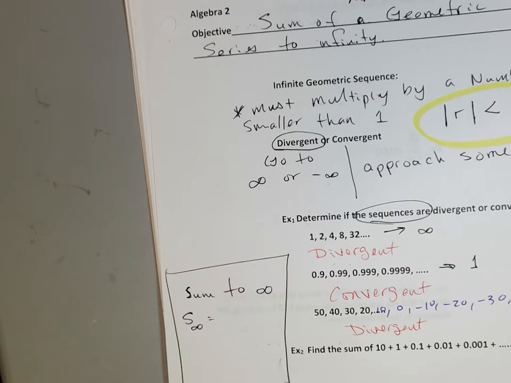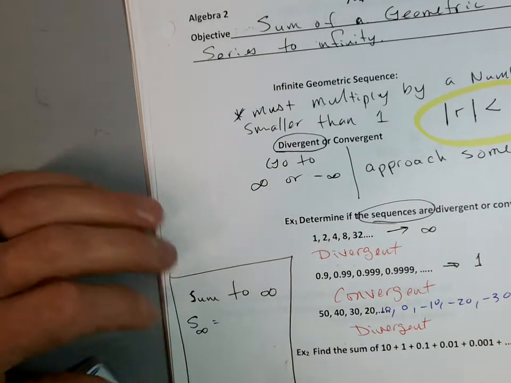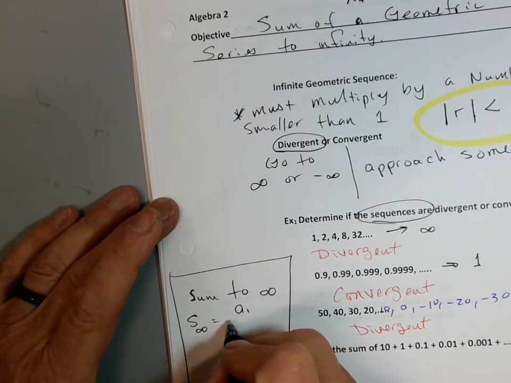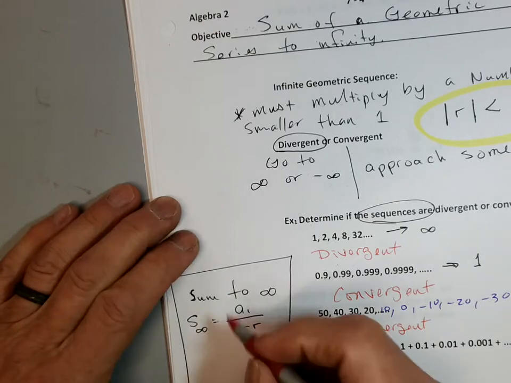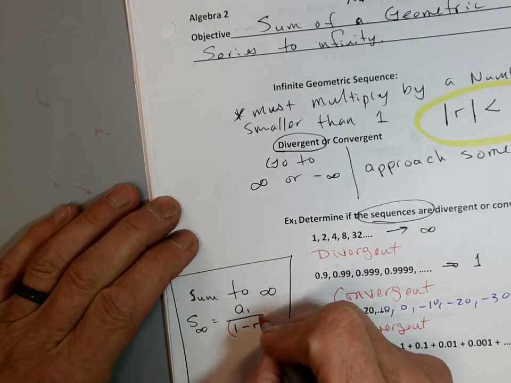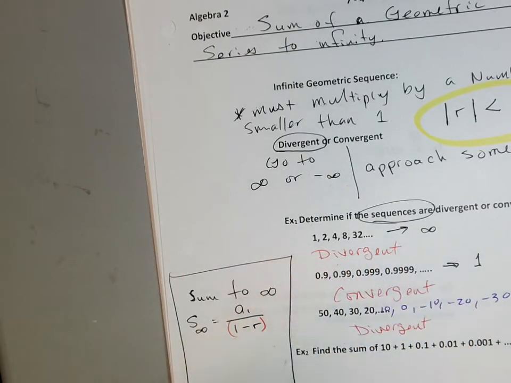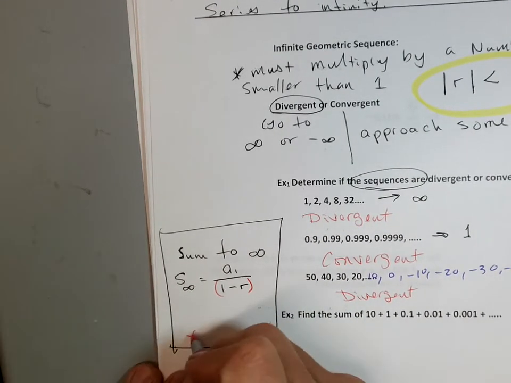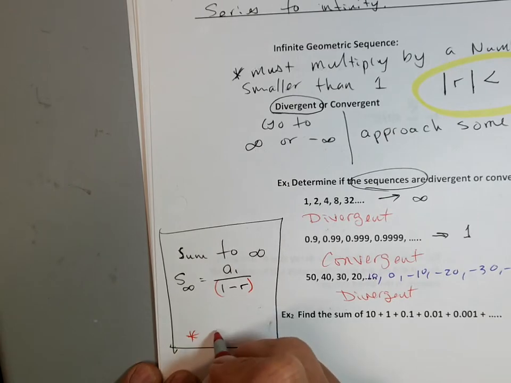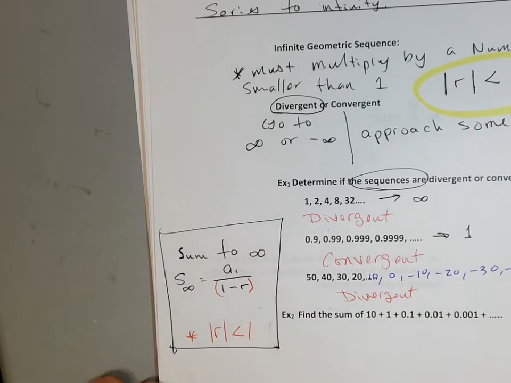It is equal to A1 divided by 1 minus R. And I'm going to make sure we put the parentheses here so you don't mess up the parentheses, right? Okay with that? That's it. That's the formula. Pretty easy formula, isn't it? But, the absolute value of R must be less than 1. Has to. Otherwise, this formula doesn't work.